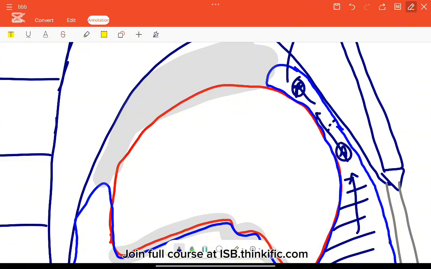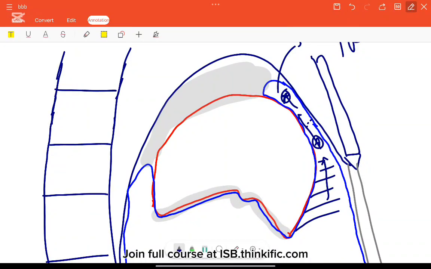Now, why are these subphrenic spaces important? They are a site of collection, especially post-operative collections. That is, after surgery, some pus or collection can be here and form a subphrenic abscess. So what are the borders of all of these spaces?